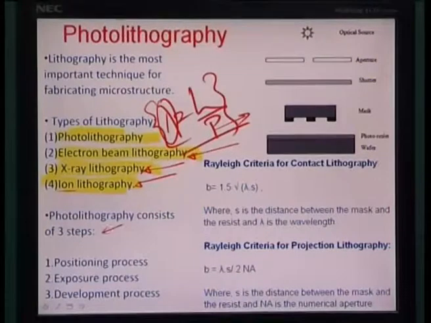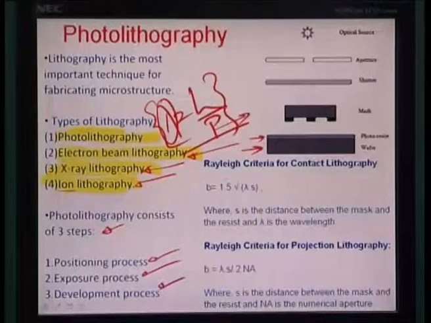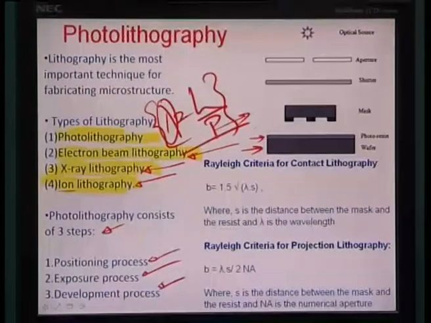It consists of 3 steps. There is a positioning process, there is an exposure process, and there is further a development process. If you see here, you have this wafer which is covered by a photoresist. There is a layer, and then there is a mask which is a kind of black and white feature, where you have some areas where light can go through and some where it cannot.